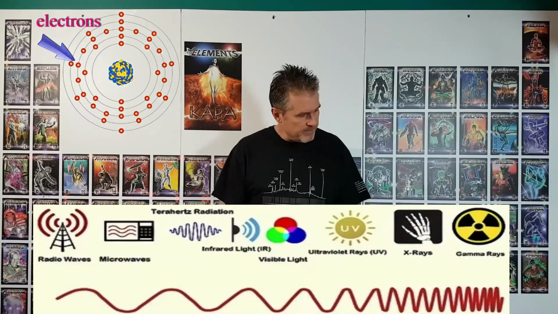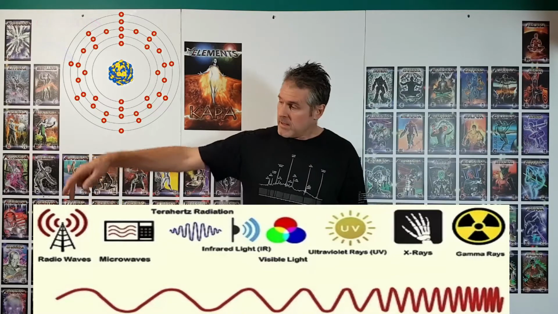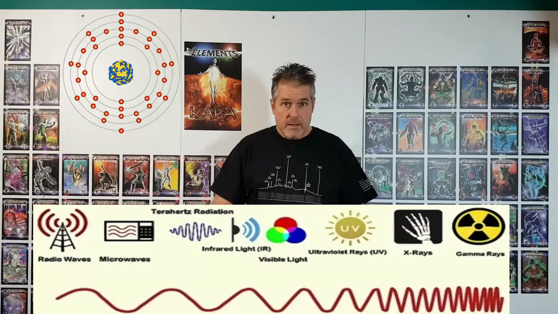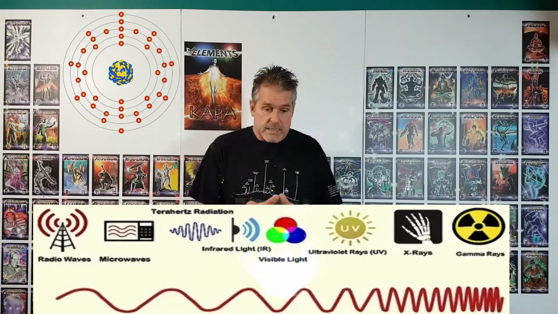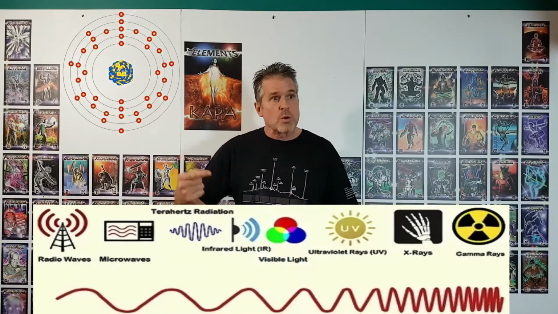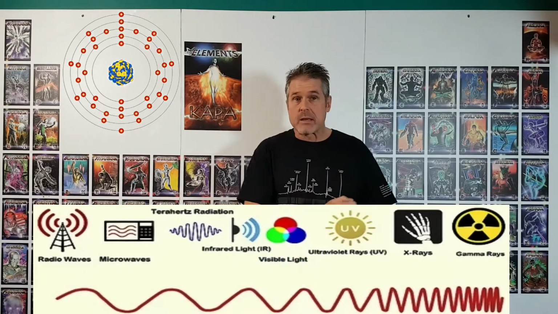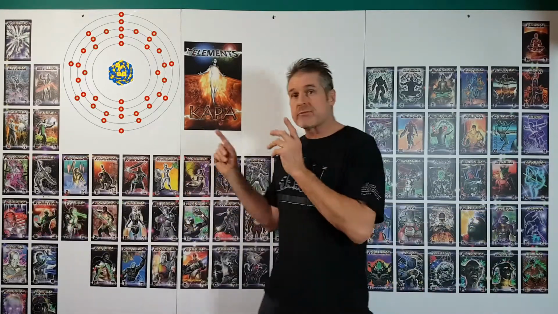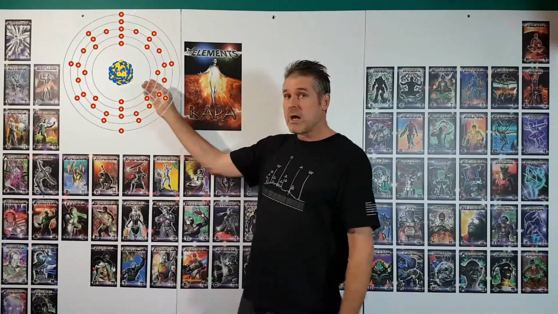We have gamma radiation over here, radio waves over there, and all sorts of other things. But in the centre is visible light, what you can see. But what is light? It's a wave, a packet of energy. Where does it come from? It comes from these electrons.